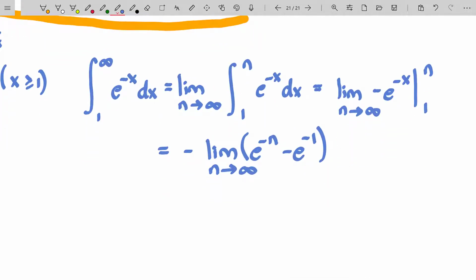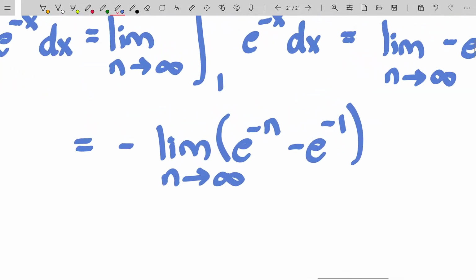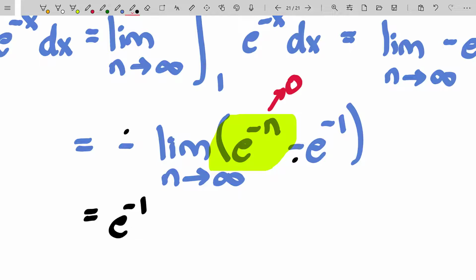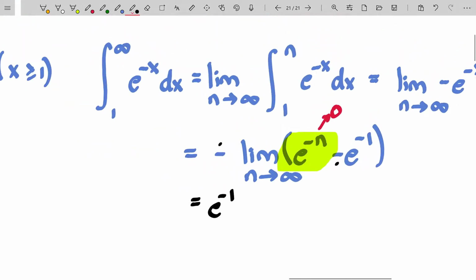Once we have evaluated the integral, we can now evaluate the limit. And we know from calculus 1 that as n goes to infinity, e to the negative nth will tend to 0. Thus, this limit will turn into a negative, or in other words, a positive, which I'm not going to write the plus there, e to the negative first. I don't really care about its value other than that it's finite. That's all I really care about.